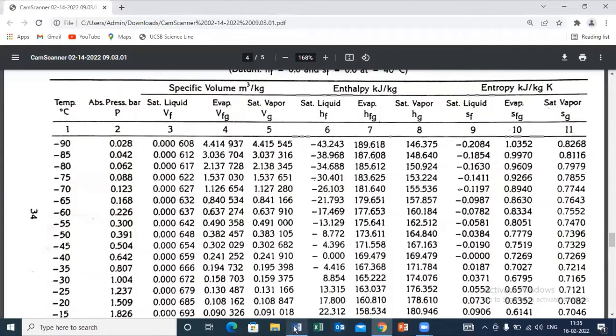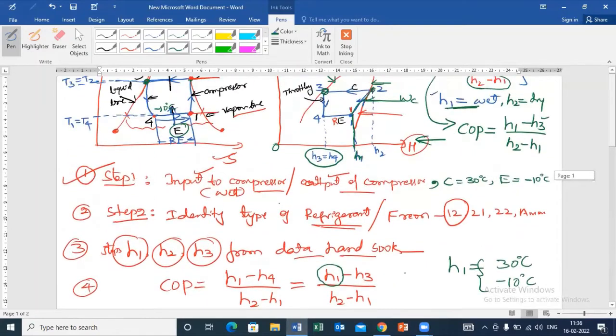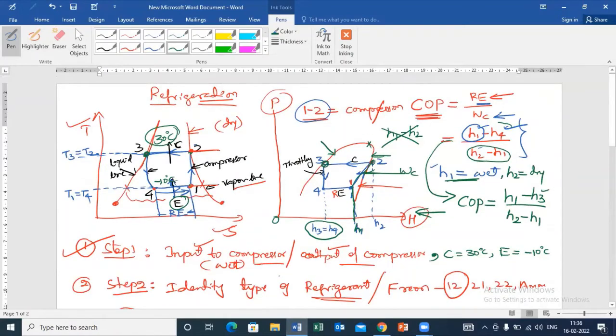And dear students, here identify H1 or H3. First you will calculate H1. H1 is related to which temperature, 30 degrees Celsius or minus 10 degrees Celsius? H1 is related to the condenser or evaporator. First you need to identify that condition. So where is the point H1? H1 is here. Let me erase all these points so that you will understand better. I will need some space to write here.